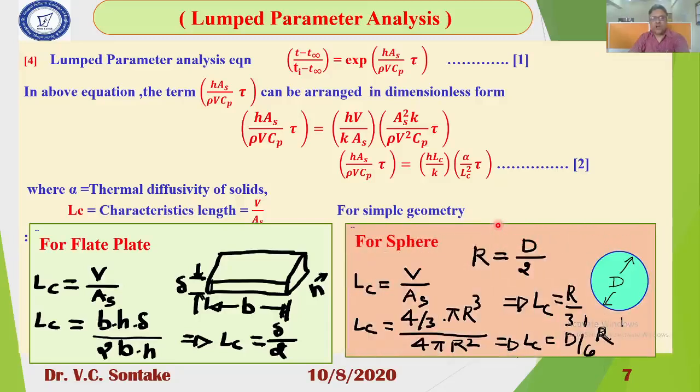Next geometry is the sphere. Let us consider a sphere of diameter capital D and radius capital R. Capital R can be written as half of the diameter. So for the sphere, the volume is 4 by 3 pi r cube, and its surface area will be 4 pi r square. So the characteristic length for the sphere will be r by 3 or d by 6.